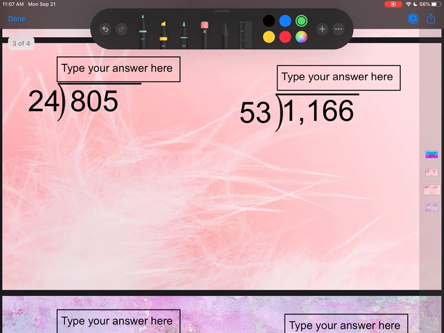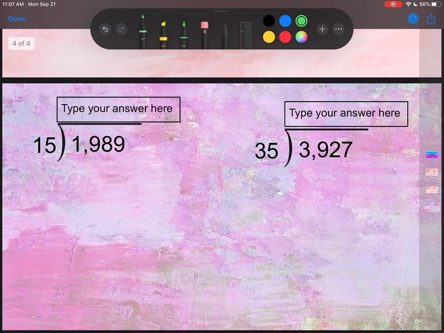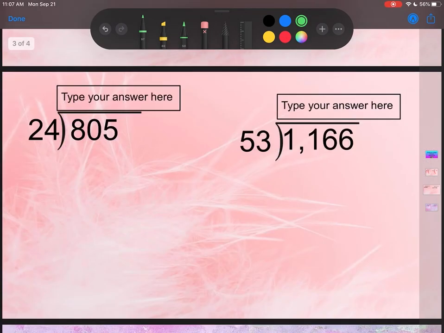So what you'll do on your own is you'll do the following 4 questions. So you've got 2 here and you've got 2 here. You'll type your answers at the top. Make sure that you're including remainders if you have them, and then you'll complete the Google form.